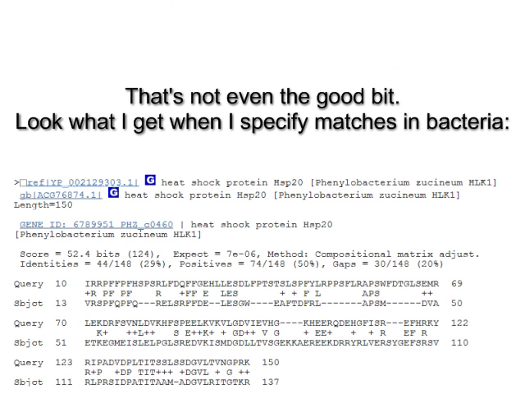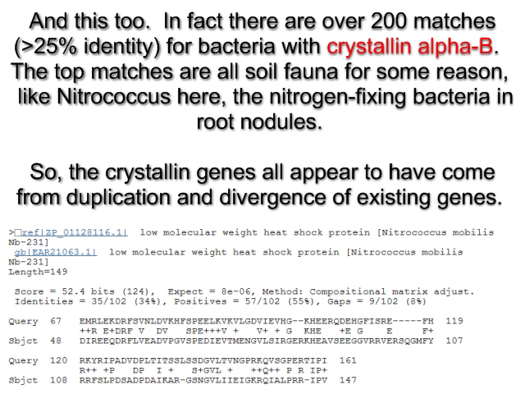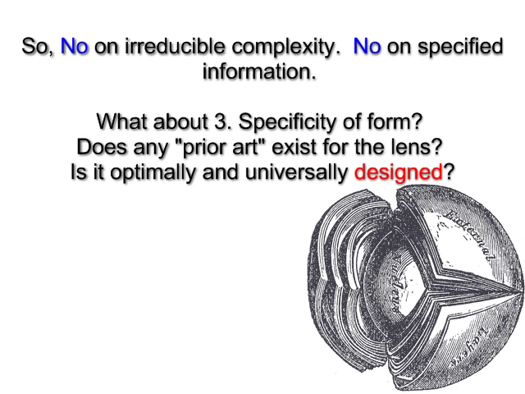That's not even the good bit. Look what I get when I specify matches only in bacteria. And this too. In fact, there are over 200 matches for bacteria with crystallin alpha B. The top matches are all soil fauna for some reason, like Nitrococcus here, the nitrogen-fixing bacteria in root nodules. So the crystallin genes all appear to have come from duplication and divergence of existing genes. So, no on irreducible complexity, no on specified information.